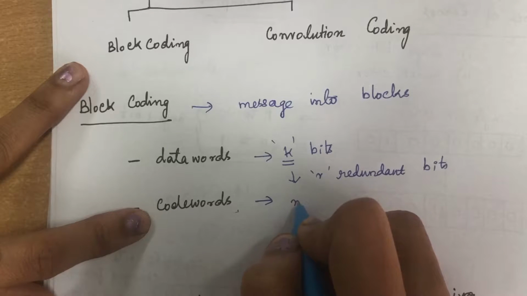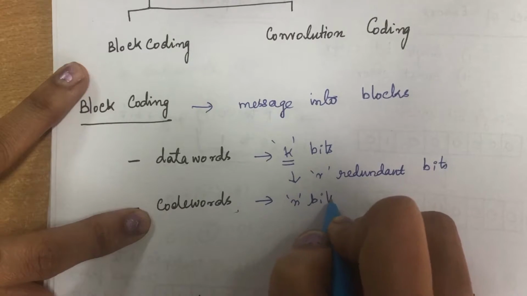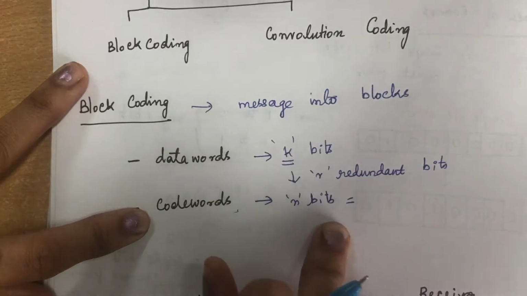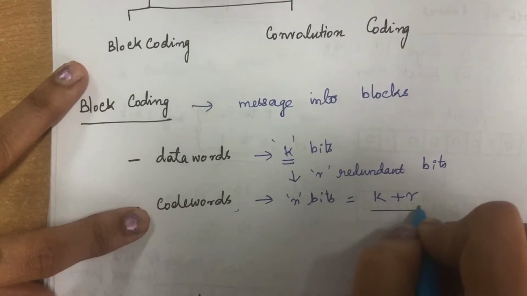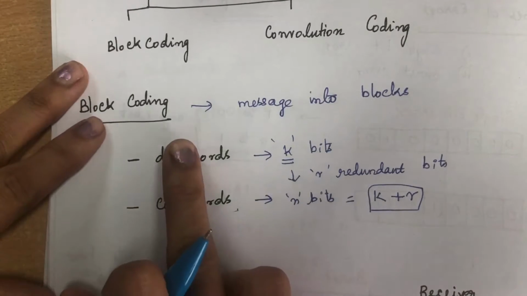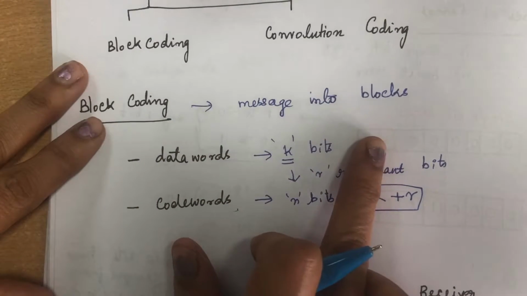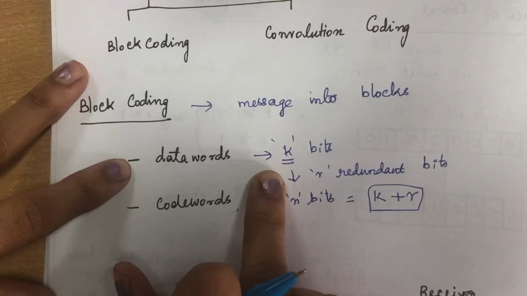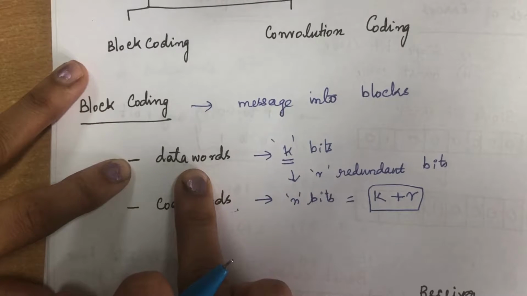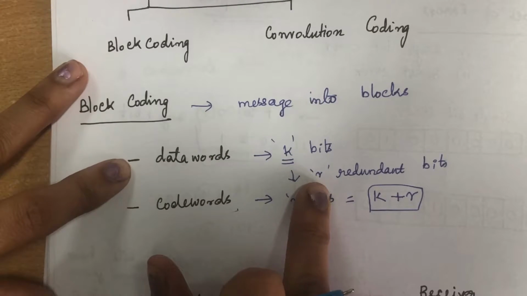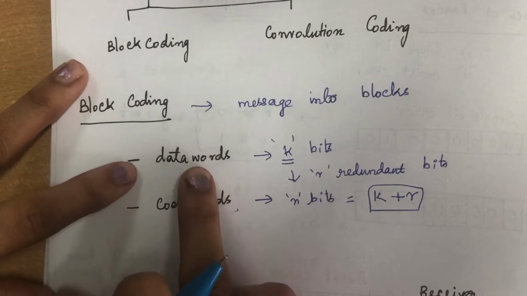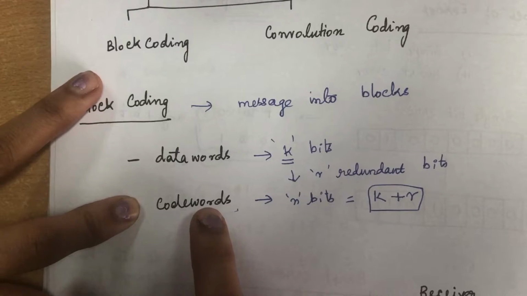So this code word will contain n bits. How many bits does it have? It has n bits, that is a total of k bits plus r redundancy bits. Every message is divided into blocks, and each block is called a data word, with k bits in each data word. Now we add the redundancy bits to each block, then those data words become code words. So this is the code word.